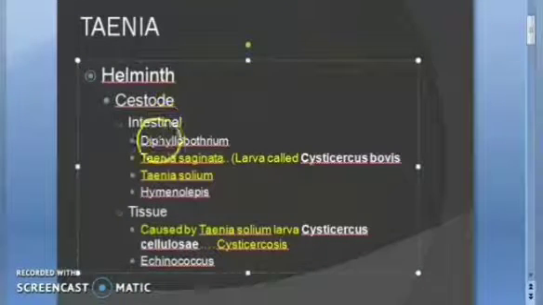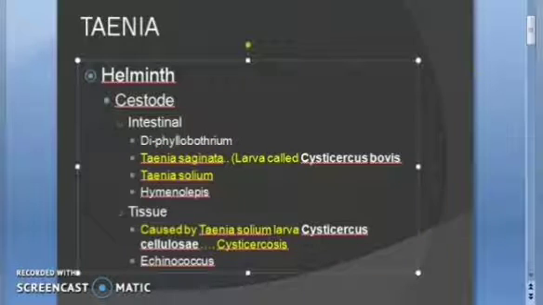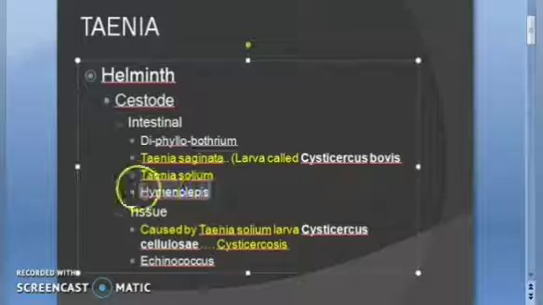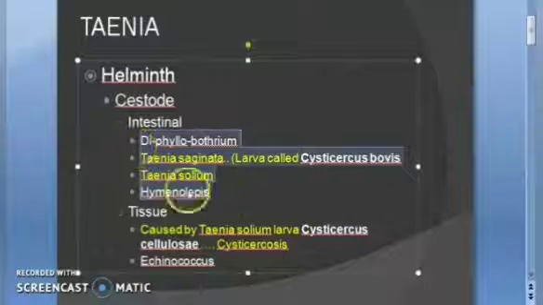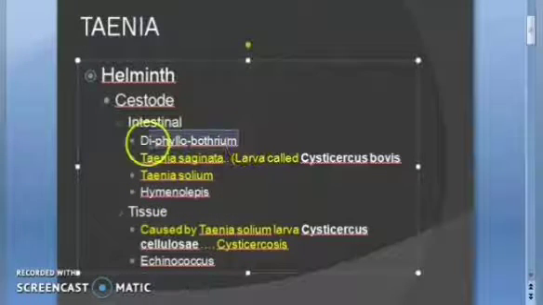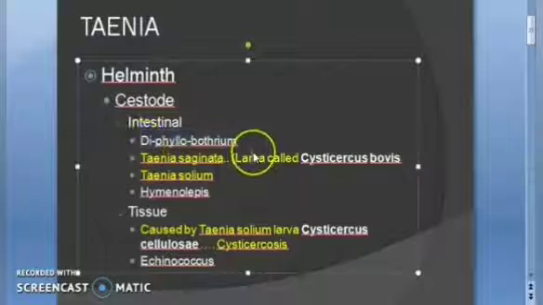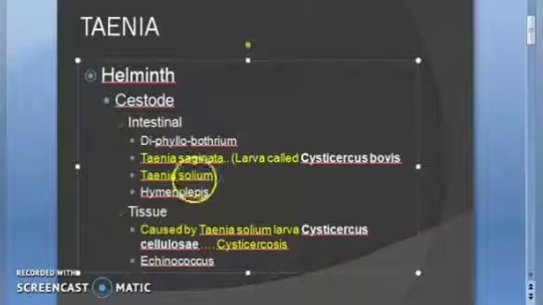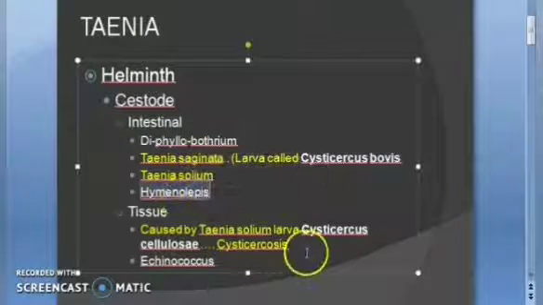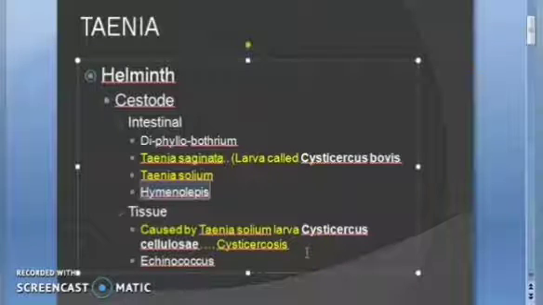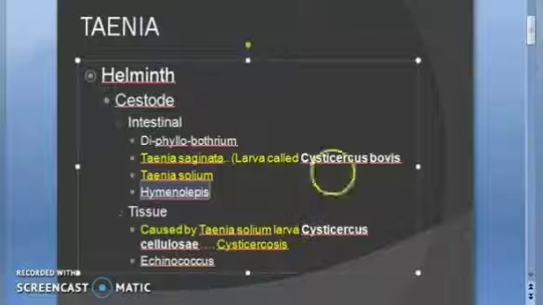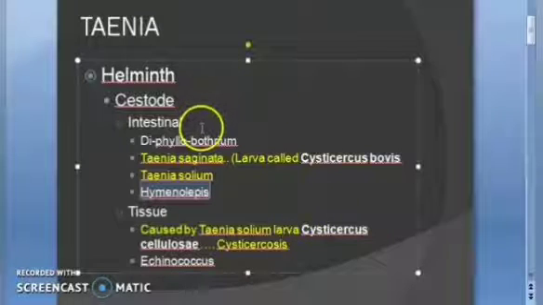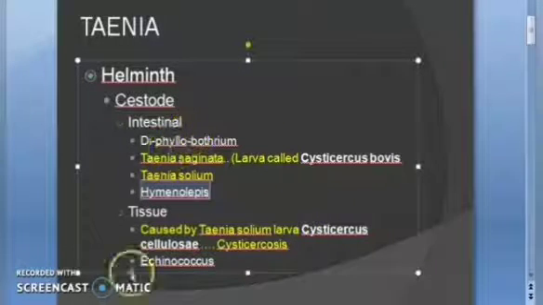Diphyllobothrium. Diphyllobothrium also infects the intestine. Then you have the Hymenolepis, which also infects the intestine. Diphyllobothrium is actually the fish tapeworm. Okay, and Hymenolepis is called the dwarf tapeworm, rat tapeworm. Basically, all of these are tapeworms only. Cestodes means tapeworms only.